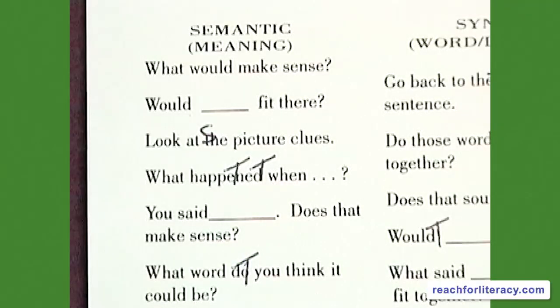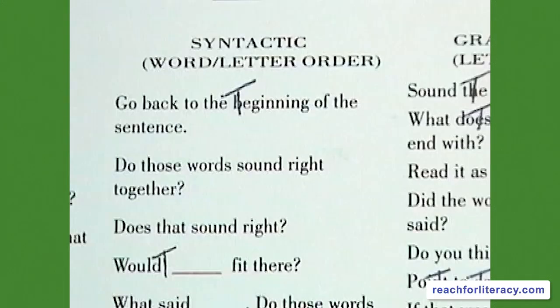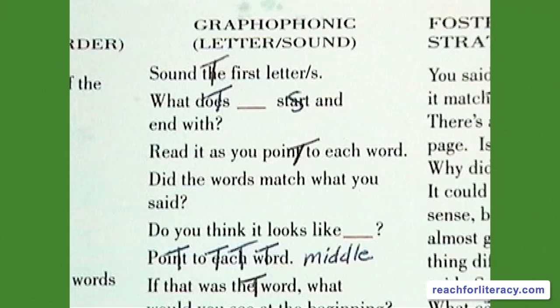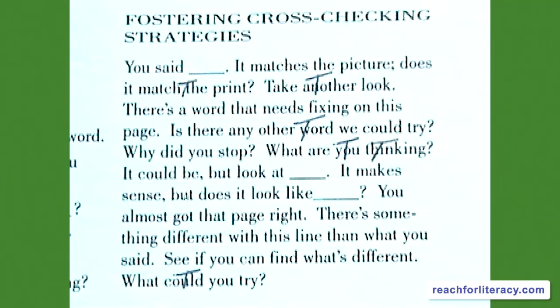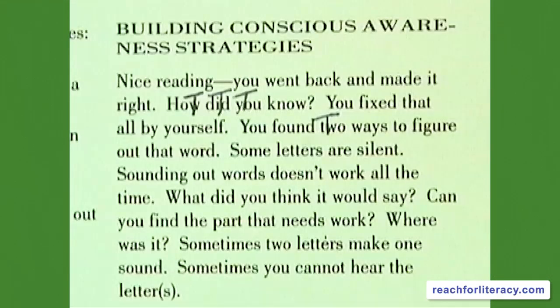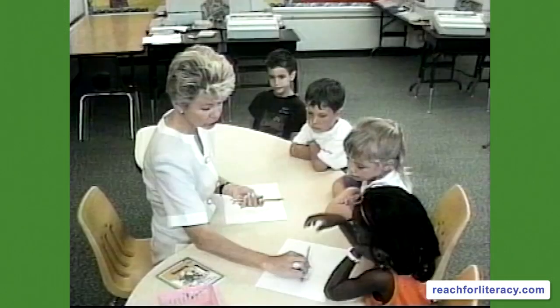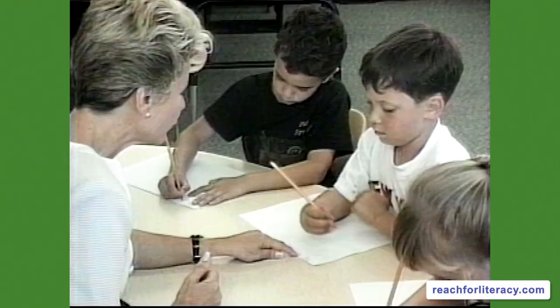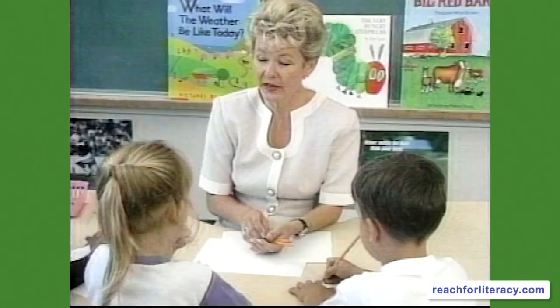3 different semantic questions were considered by the students. The trainer coach asked 2, and a student suggested 1. 2 syntactic questions and 5 graphophonic questions were asked. Students were asked to consider 5 cross-checking questions and 2 conscious awareness questions. In many instances, questions were paraphrased. The trainer coach made the following statements about the students.